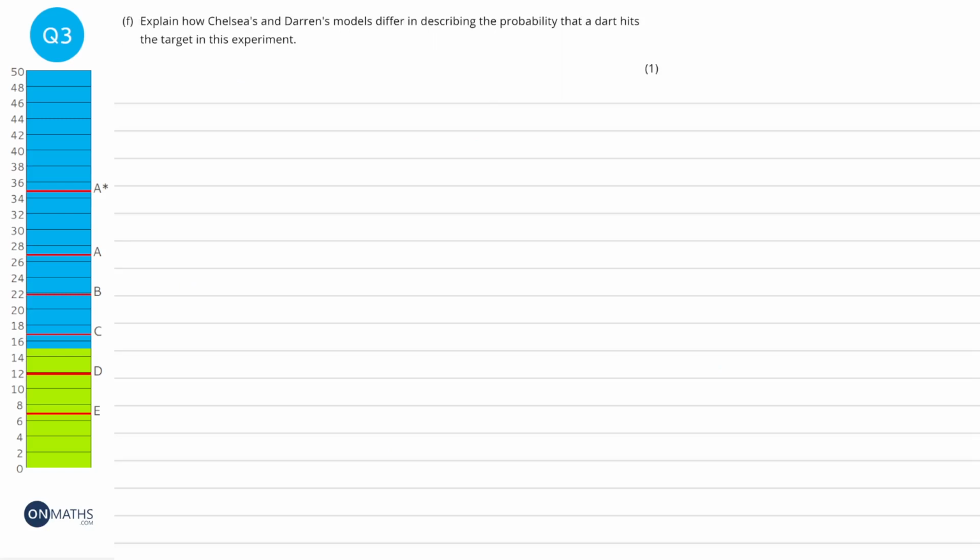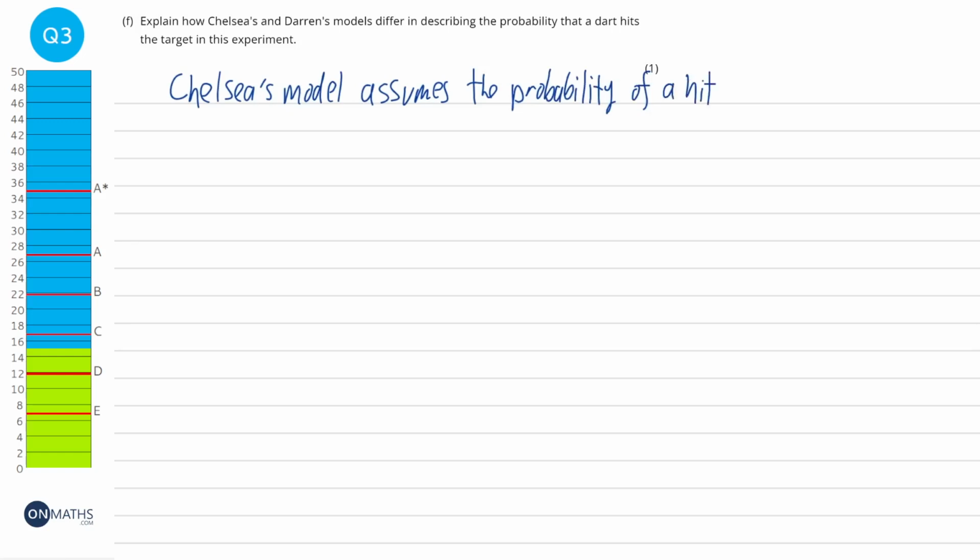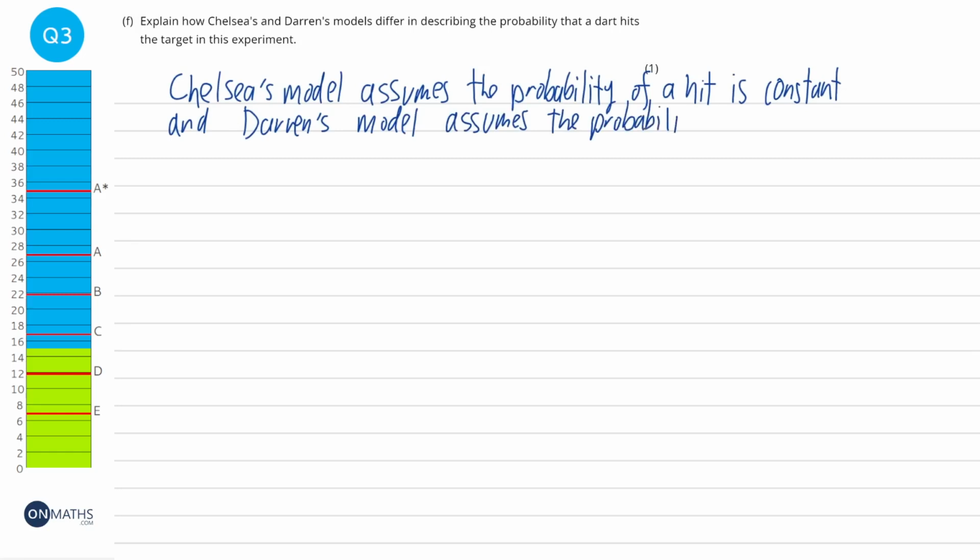So the biggest thing is that, and we can write this down, so Chelsea's model assumes that the probability of a hit is constant, and then we said Darren's model assumes the probability of a hit increases with each attempt.